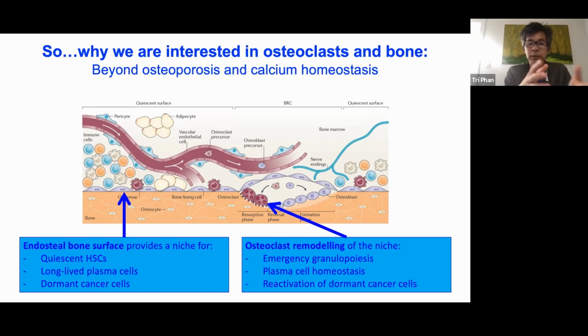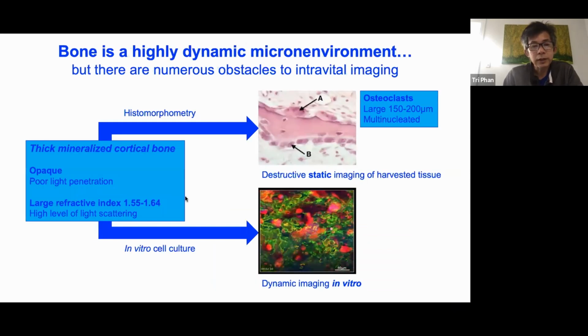For example, in osteoporosis, there's far too much bone resorption in excess of bone formation. This is also really important because the HSCs reside here, so this process dictates what happens during infection, for example with COVID, during emergency granulopoiesis. It dictates the homeostasis of plasma cells. And with cancer cells that spread to the bone, it dictates whether they are active or become dormant and reside there for a long period of time. So these are the osteoclasts that are resorbing bone that we're really interested in.